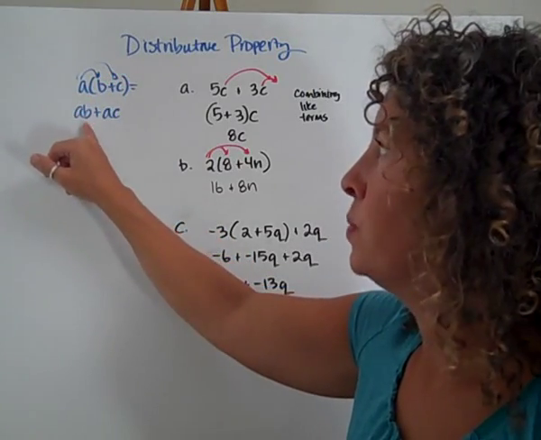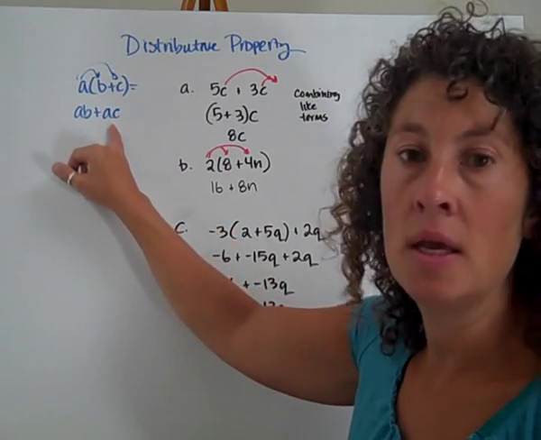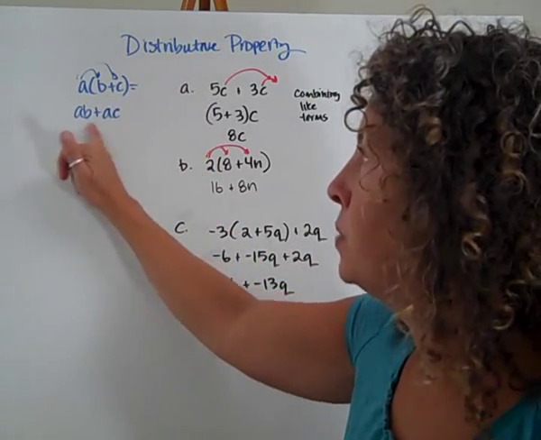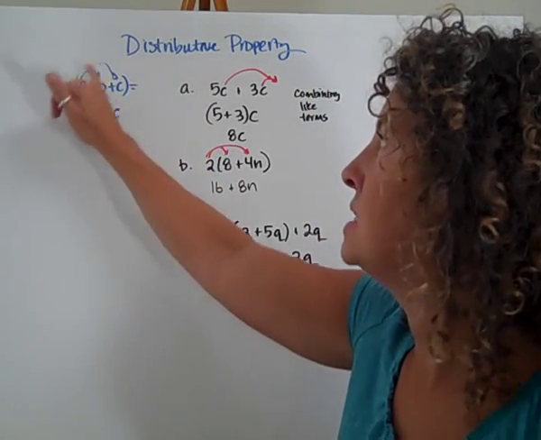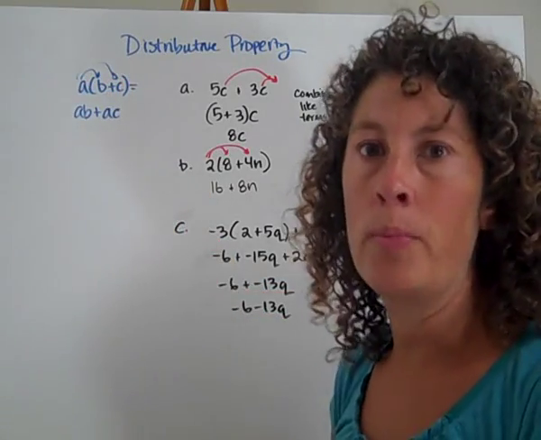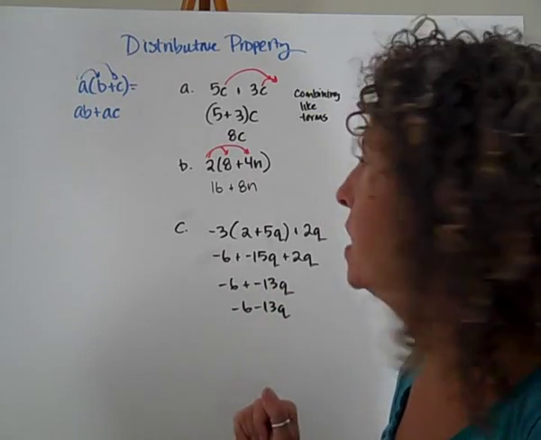I'm going to do the A times the B and come up with AB. I'm going to add that to the A times the C and get AC. So these expressions are equal to each other. AB plus AC is the same thing as A times B plus C in parentheses. This is how our distributive property works. So now we're going to see it in a few different examples, getting slightly more complicated as we go.